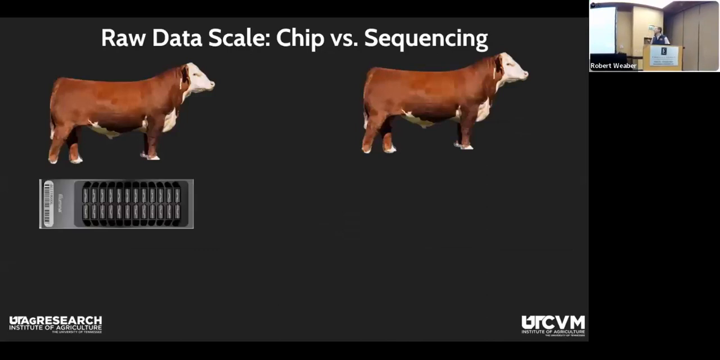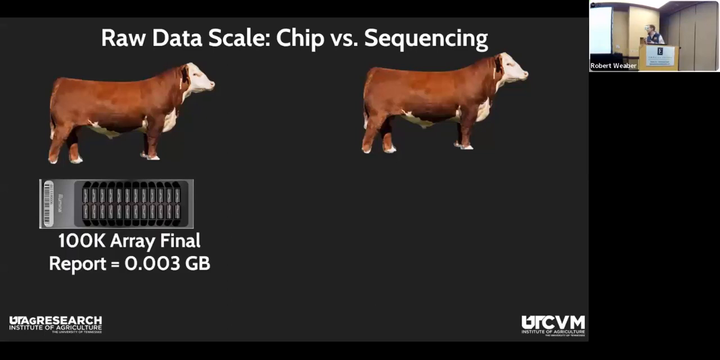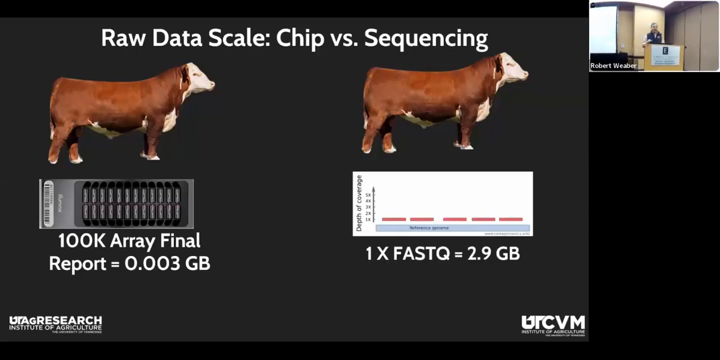And so just to compare and contrast scale, I think this is important as breed associations and genotyping companies think about this shift from chips to low pass sequencing. For a single animal in a 100K array final report, I looked this up yesterday as I was making slides, it's 0.003 gigabytes worth of information on an Illumina final report for 100,000 SNPs on a single animal. The same animal with 1x coverage in a FASTQ file is going to be about 3 gigabytes worth of information.